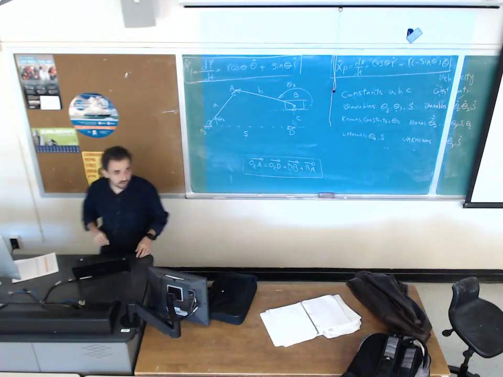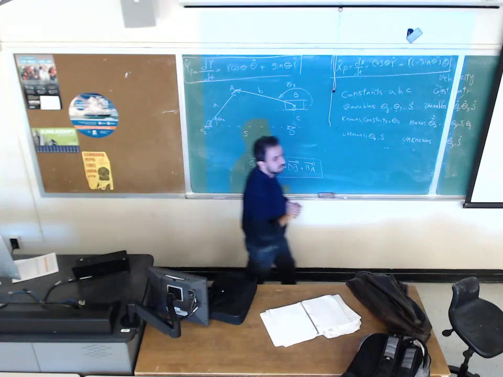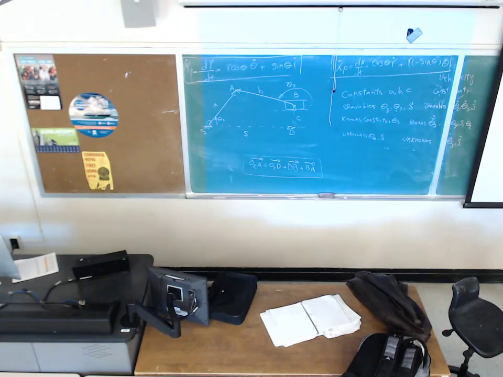So for each constant that you have, like the A dot or B dot, it's going to be 0. Each one? Yes, because the constants are not varying with time. So this is the left side.